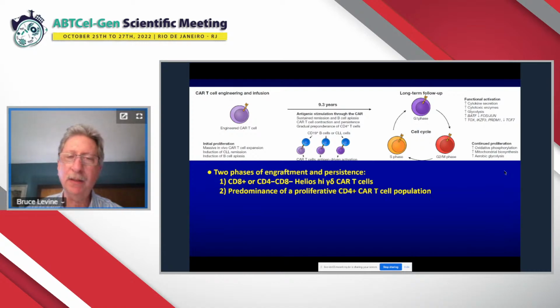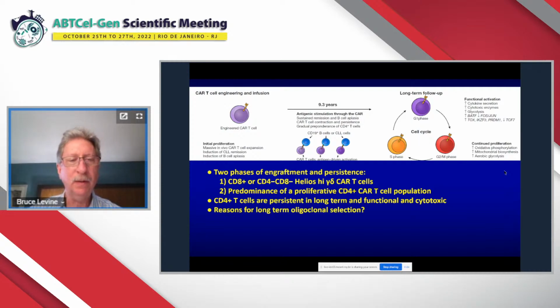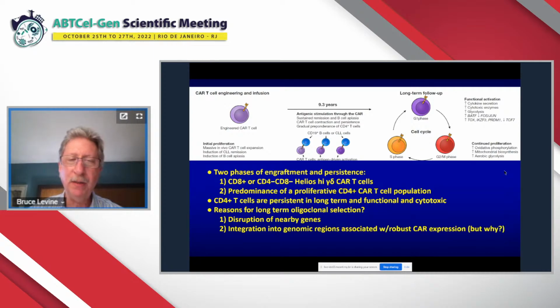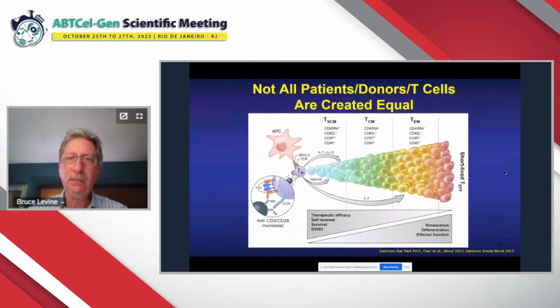I mentioned the gamma delta cells and the CD4 positive population. We don't fully understand the reasons for this long-term oligoclonal selection. It may or may not be disruption of nearby genes or integration into genomic regions associated with robust CAR T cell expression, but we still don't understand why or the possible role of genetic drift.